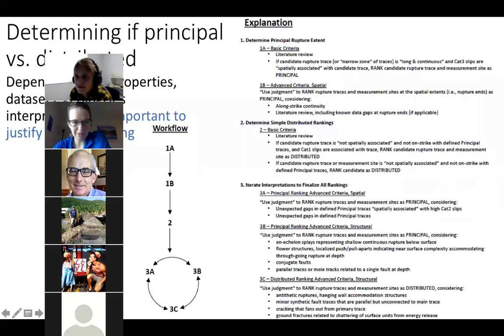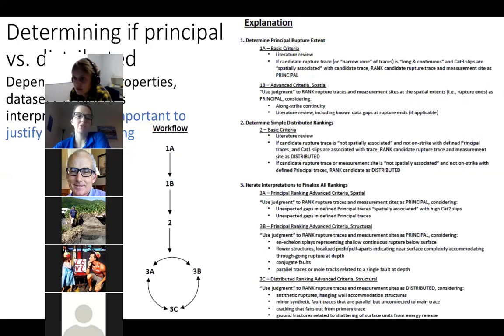So the question that you're probably wondering is, well, how do I know which ones are which? Which would be my process for assigning primary or distributed faulting? So to reiterate Alex's points, it depends. It likely depends on the properties of the faults, the data sets that you're looking at, as well as the geologist's interpretation.